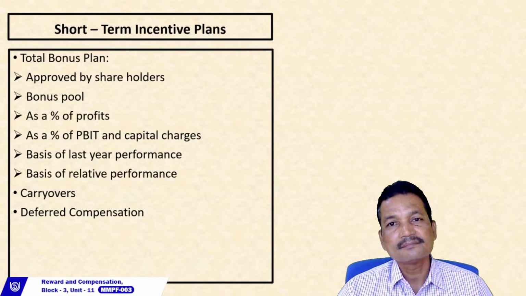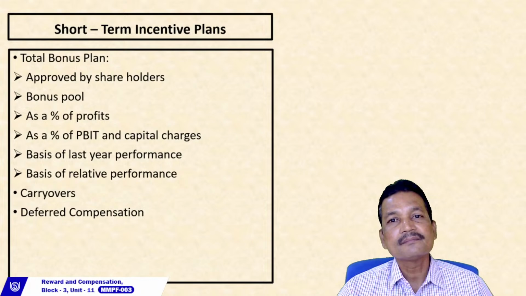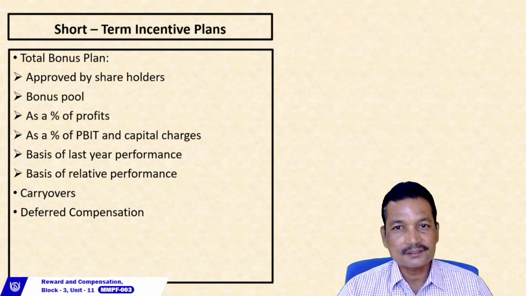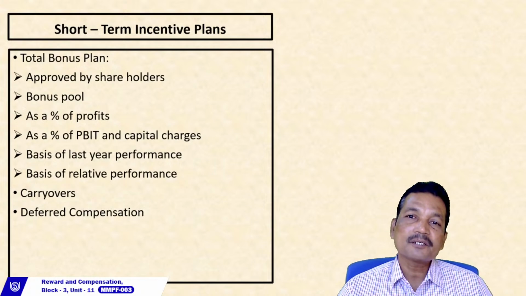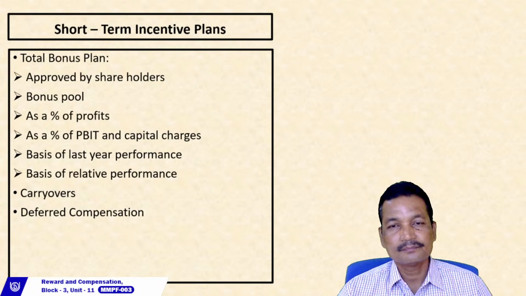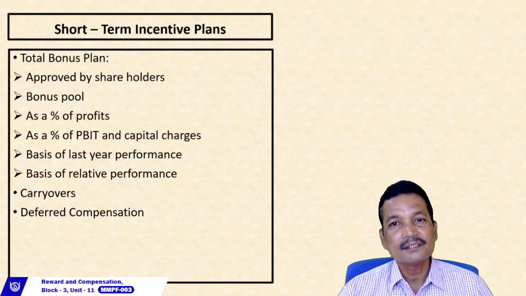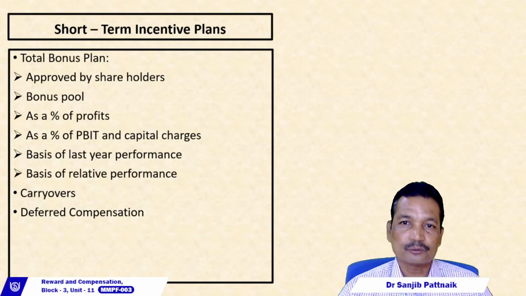So what happens? Every year, the employee will be getting 40% of the current year bonus, 30% of the previous year bonus, because it will be deferred, and 30% of the bonus amount from two years back. So by deferring this, the employee will feel that yes, I am getting my bonus, and the organization is trying to tide over its financial requirements also.